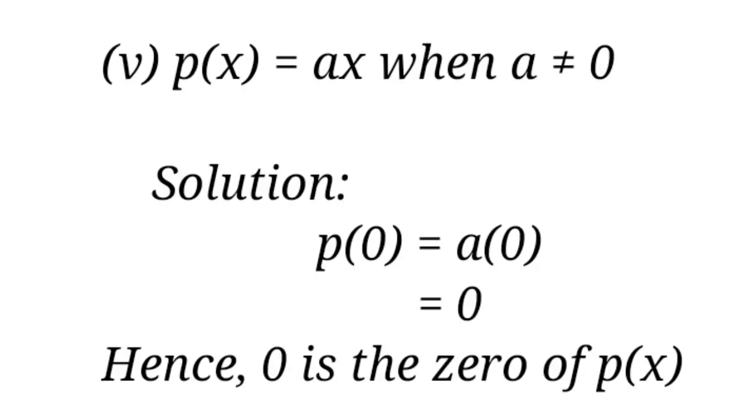Fifth one, p of x is equal to ax, where a is not equal to 0, because a is a numerical value, x is the variable. Then solution, let us take x is equal to 0, very important. Here x is equal to 0, then p of 0 is equal to a into 0, then p of 0 is equal to 0. Hence 0 is the 0 of p of x.